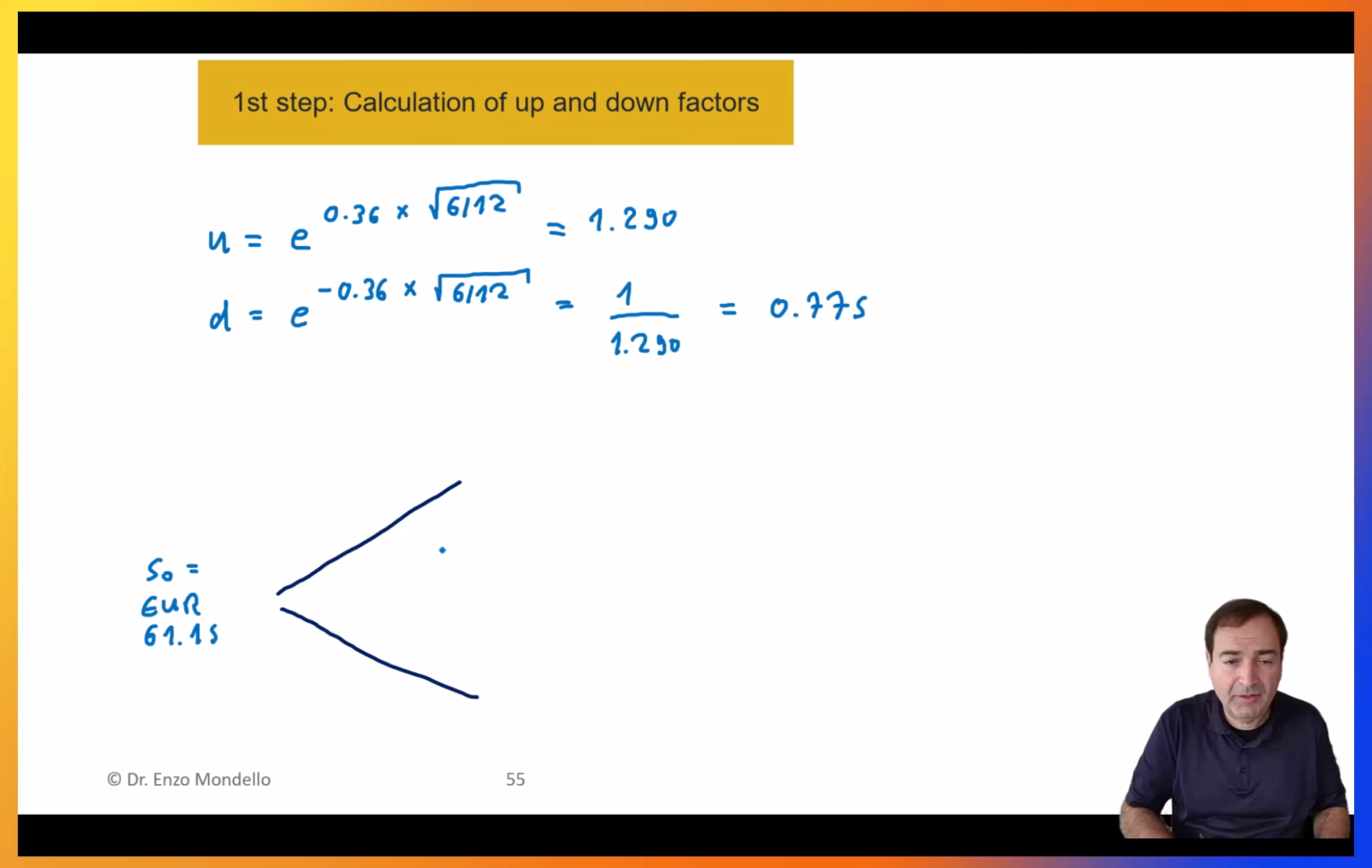And now we can calculate the share price after an up move. The share price after an up move equals the share price on the valuation date times the up factor. If you enter the figures in this equation, then the share price on the valuation date is 61.15 euros multiplied by the up factor of 1.290. That gives a share price after an up move of 78.88 euros.